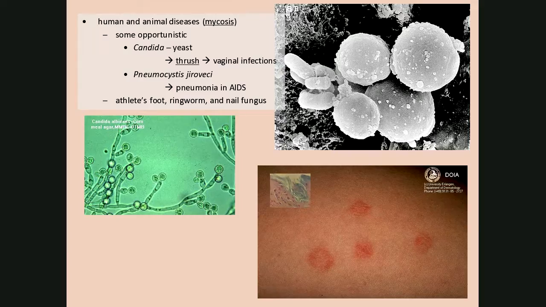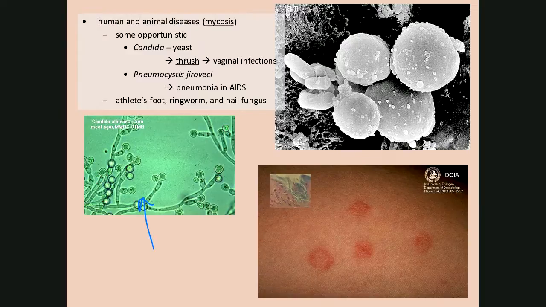Now, humans, we also have problems with this stuff. We suffer from things called mycoses, or a mycosis, which is some sort of fungal infection. Candida is the critter that you see under the microscope here. Candida can cause what's called thrush, which is oftentimes found in vaginal infections. Candida is actually a type of yeast, so it's very good at asexually reproducing very quickly.